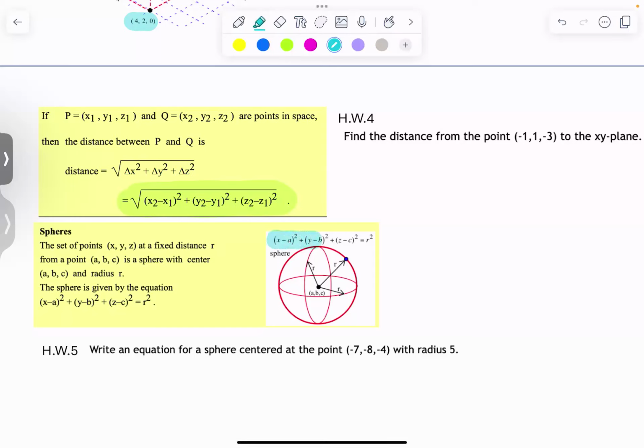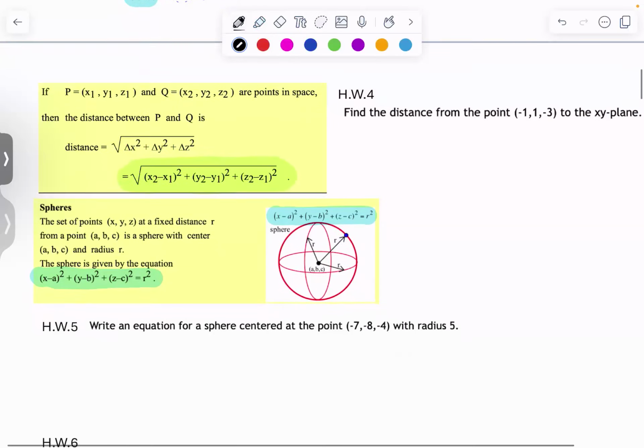with the equation (x minus a) squared, meaning a is the x coordinate of the center, plus (y minus b) squared, where b is the y coordinate of the center, plus (z minus c) squared, where c is the z coordinate of the center, equals r squared. R is the radius, meaning the distance from the center to any point on the sphere. And you can see we have the same formula here.